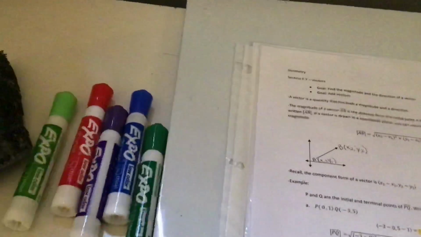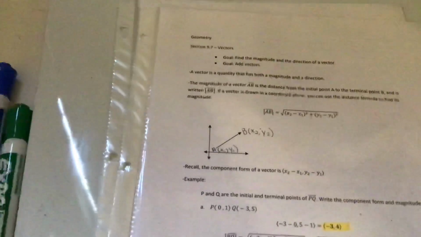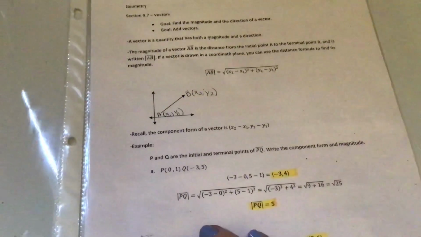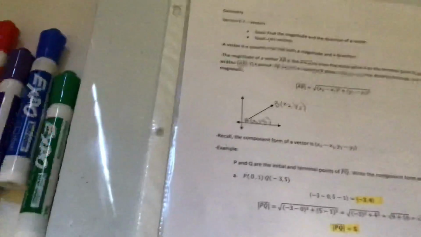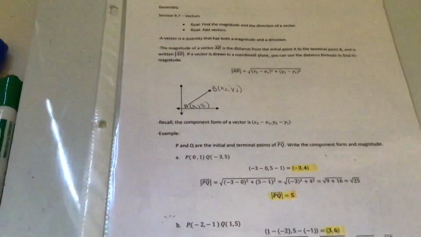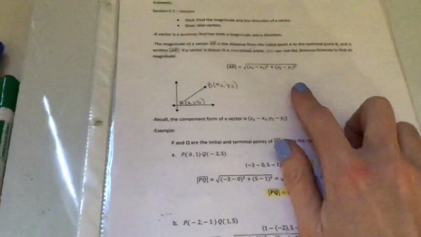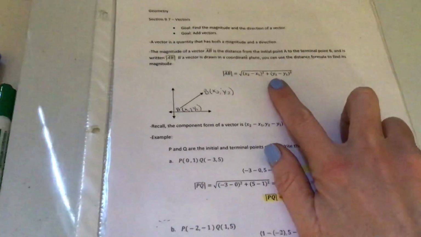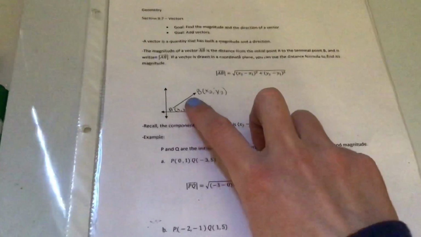So 9.7 is vectors, and a vector is going to be a quantity that has both a magnitude and a direction. What that means is magnitude is a number to it, right? So how long is the vector? And then direction tells us which way is it going. So the magnitude, we just use the distance formula to be able to find how long this vector is that starts at point A and ends at point B.